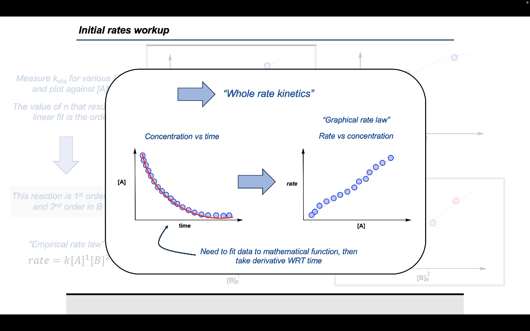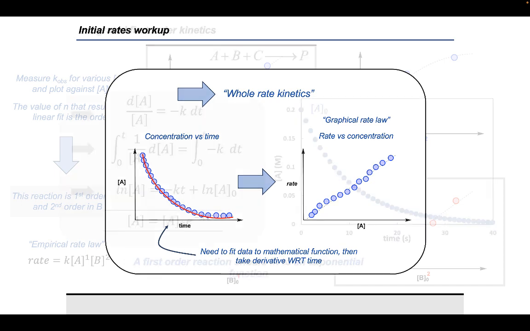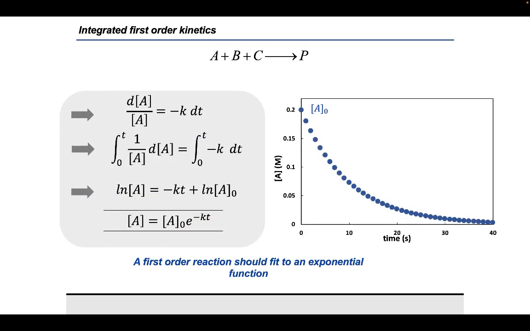So the graphical rate law here is important because, again, it expresses how the rate is affected by the concentration of A over the course of the entire reaction. So we get this sort of nice readout that takes into account the entire reaction and not just the first couple percent.